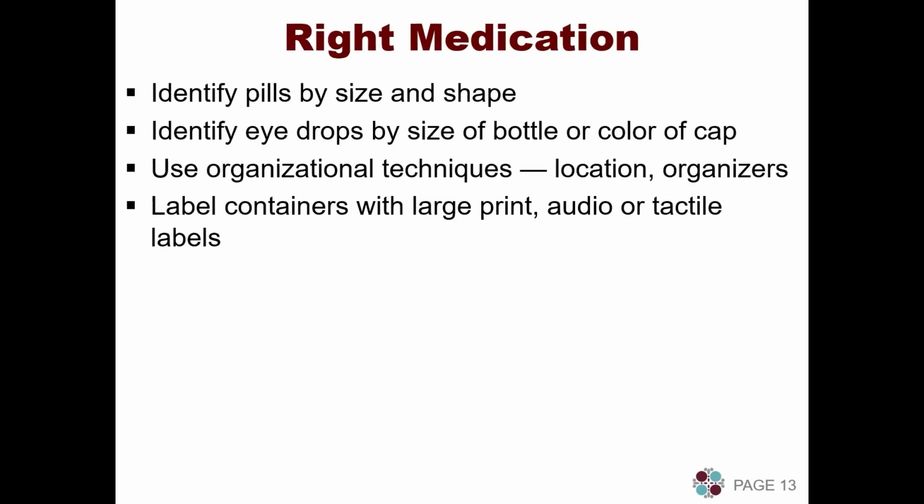When it comes to the right medication, you can identify pills by their shape and size. You might identify eye drops by the shape and size of the bottle or the color of the cap. I know I take two eye drops. One is in a taller bottle. If I have them in the boxes that they came in, the one box is square, the one box is more of a rectangle. So even though I'm not able to see the color of the caps, which I believe they do have different colored caps, I can still judge by the size and shape.